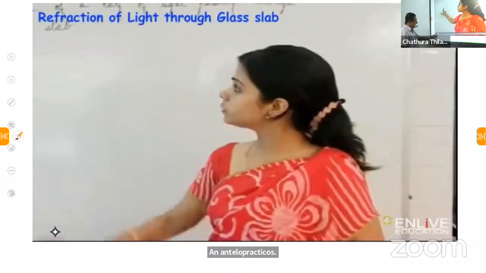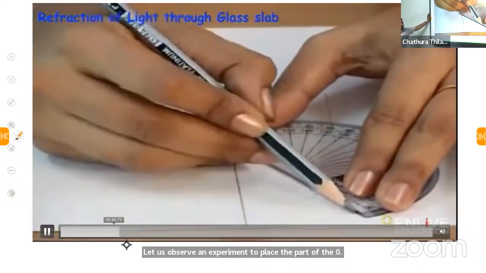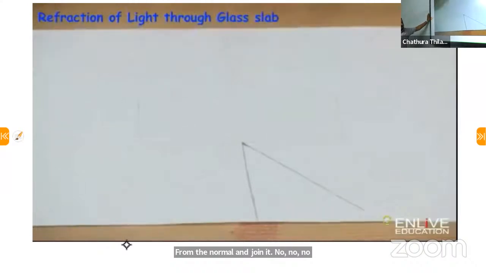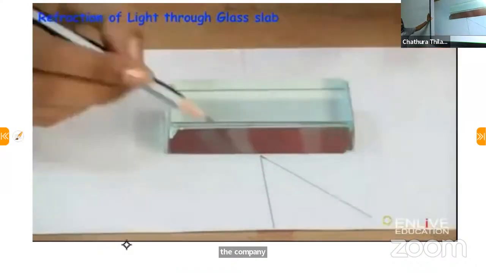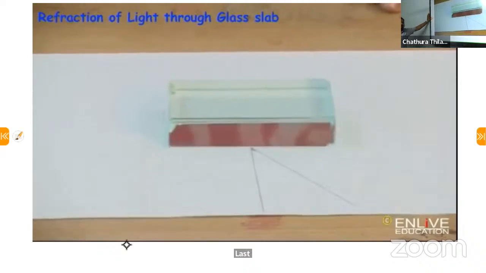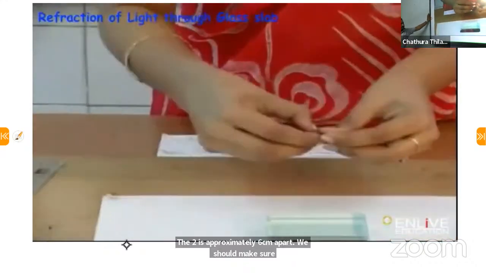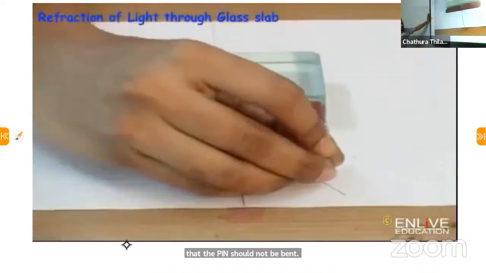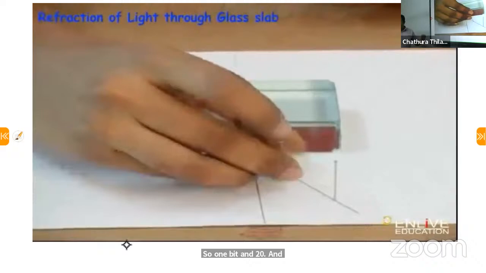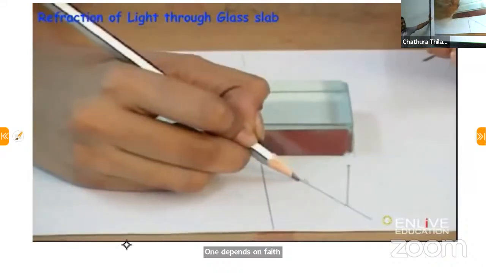Let us observe an experiment to trace the path of a ray. Join it to the normal, the incident ray, and the boundary of the glass slab. Drawing the incident ray and the normal, on this line, we are going to place two metal pins, which will be placed approximately 6 centimeters apart. We should take care that the pin should not be bent, it should be a straight pin. So one pin I will place here, and the other one would be placed here. Those are the optical pins. Once the pins are fixed, just remove them and make a circle to highlight their position.